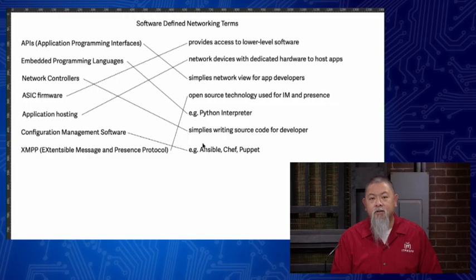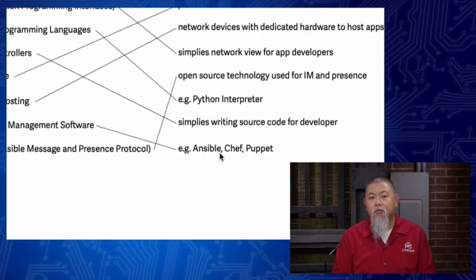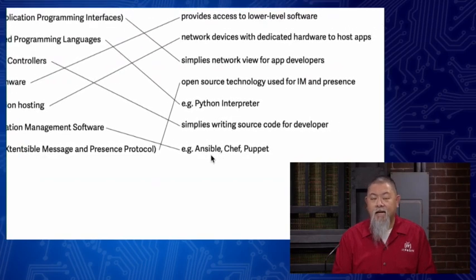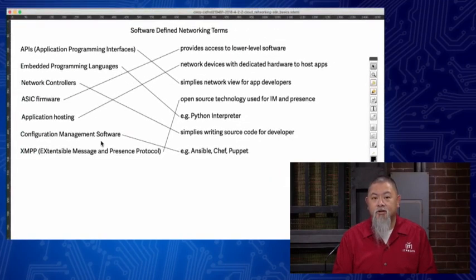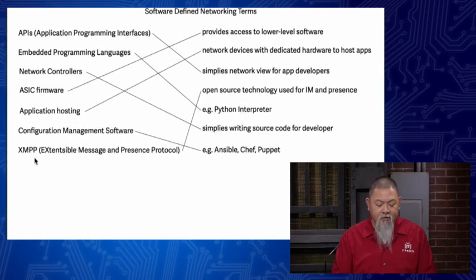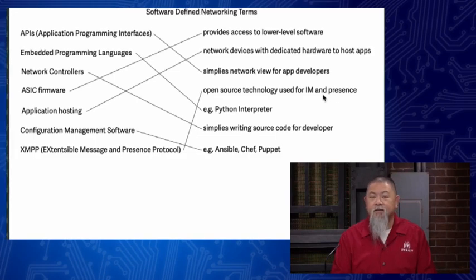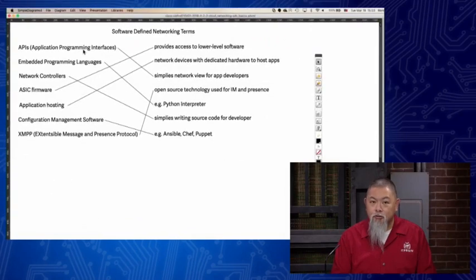Configuration management software. These examples are going to be very important. Make sure you understand things like Ansible, Chef, and Puppet. These are all things that help us to manage our software as it's run. And then this weird acronym here, XMPP, Extensible Messaging and Presence Protocol, open source technology used for IM and presence, okay?